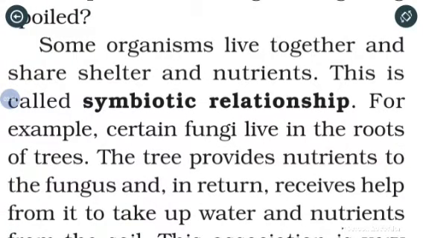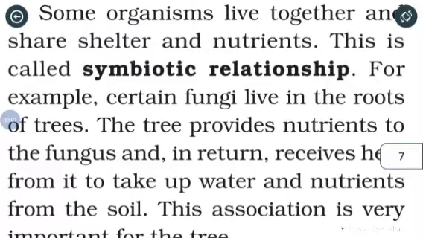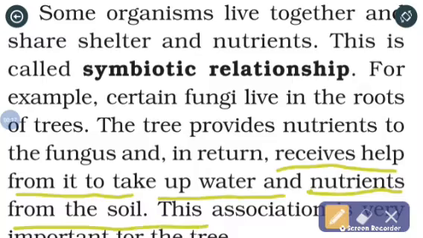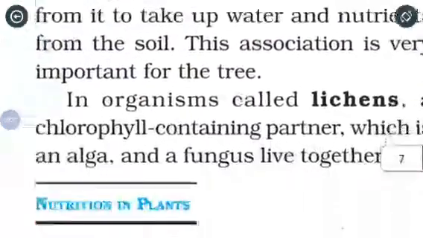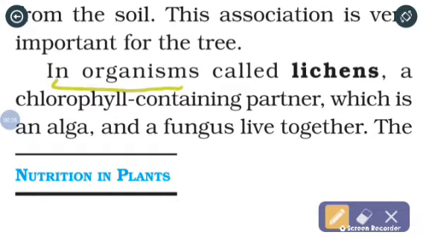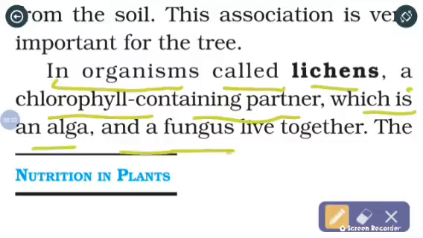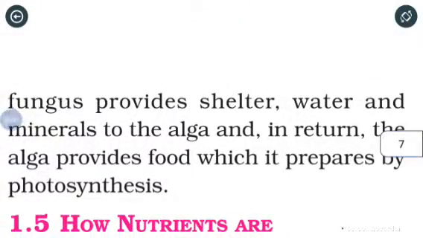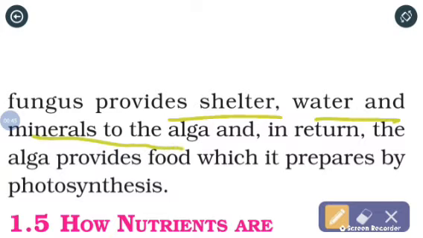Some organisms live together and share shelter and nutrients. This is called a symbiotic relationship. For example, certain fungi live in the roots of trees. The tree provides nutrition to the fungus and in return receives help from it to take up water and nutrients from the soil. This association is very important for the trees. In an organism called lichen, a chlorophyll-containing partner, which is an alga, and a fungus live together. The fungus provides shelter, water and minerals to the alga and in return the alga provides food which is prepared by photosynthesis.